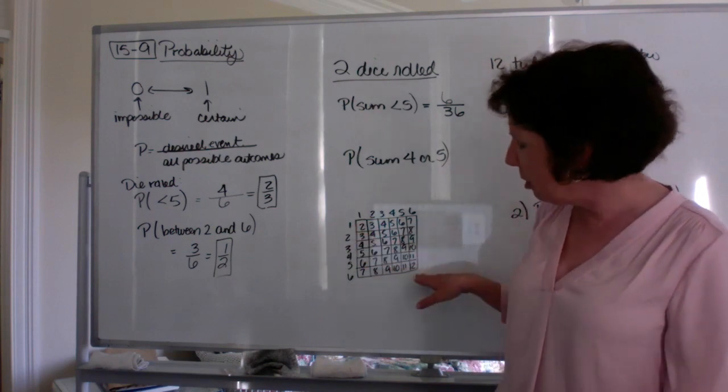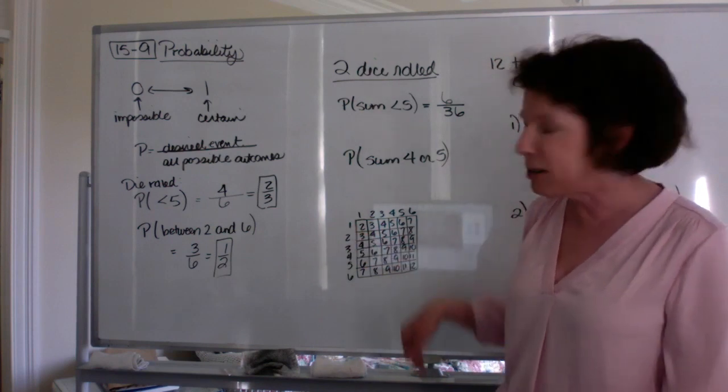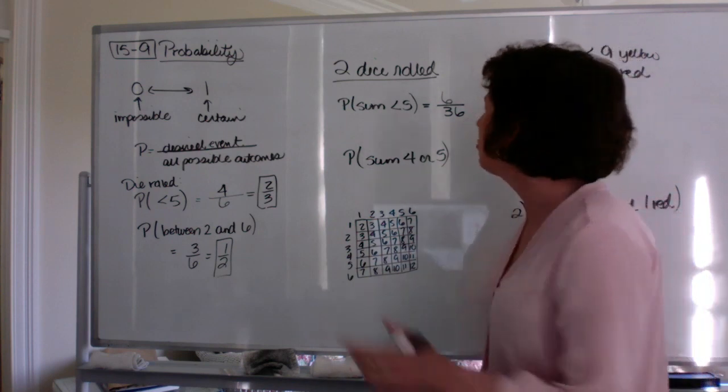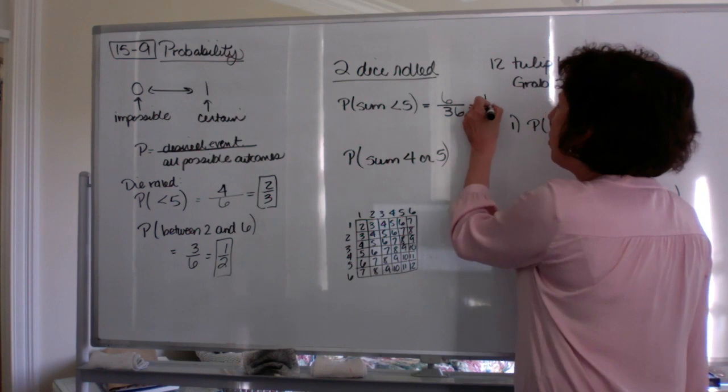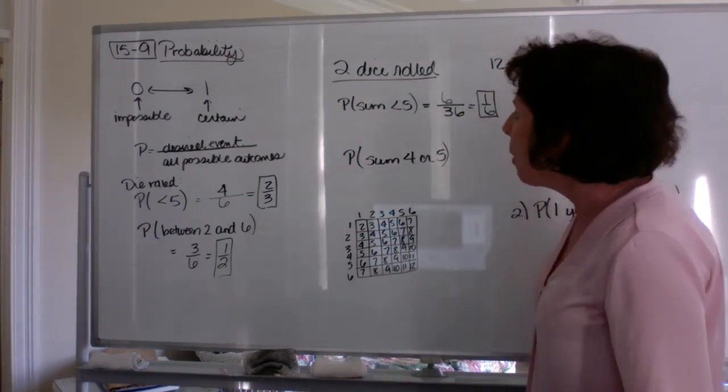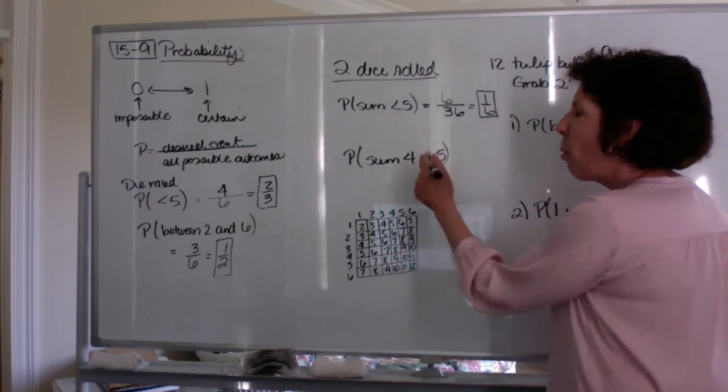You start with 2, you go up to 12, and there's a pattern to the grid there. It's just all the possible sums. Now let's reduce that, and my answer is 1/6. Probability is 1/6. Now what's the probability of getting a sum of 4 or 5?